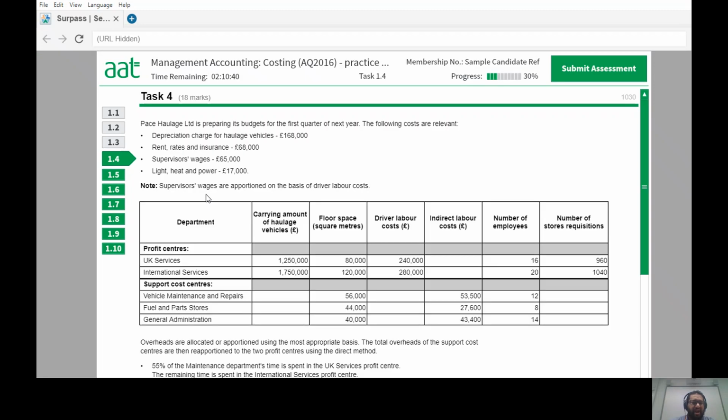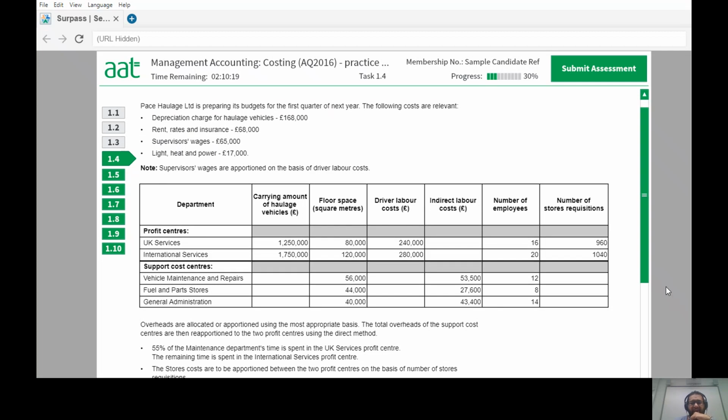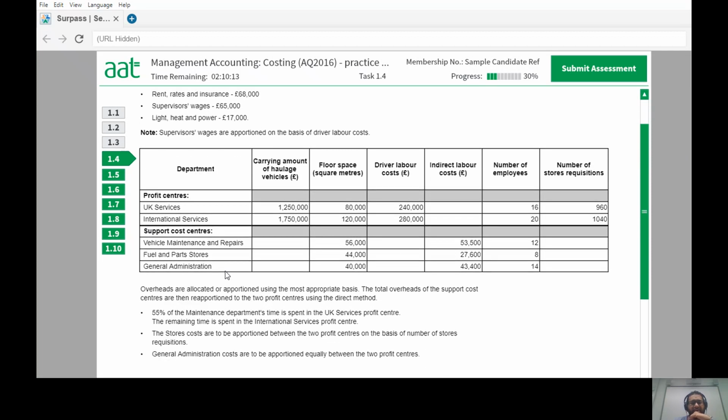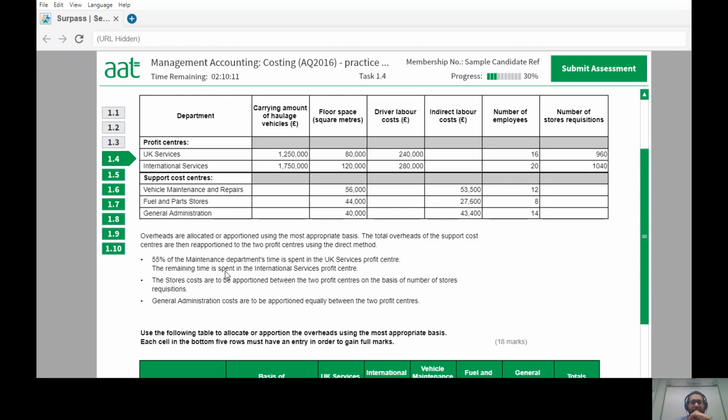All right, so Pace Haulage Limited is preparing for its budget for the first quarter of next year. The following costs are relevant: depreciation charge, rent and rates and insurance, supervisors' wages, light, heat and power. Okay, so now this is an apportionment question. Are we going to be apportioning these costs into these profit centers and the support centers? How are we going to be doing it, and on what basis are we going to be apportioning them?